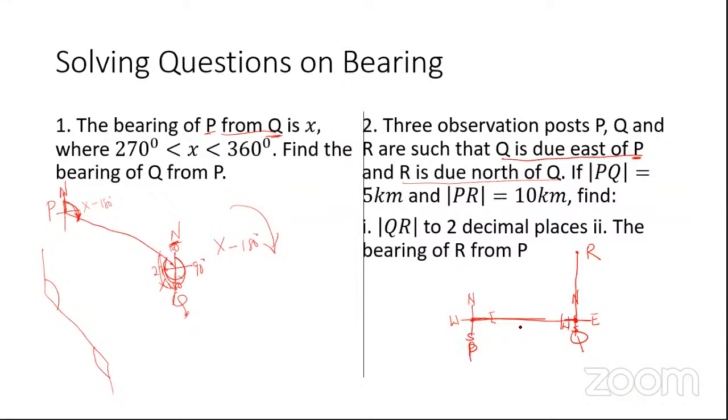This is PQ, 5 kilometers. And PR is 10 kilometers. Where is PR? This is PR, 10 kilometers. So find QR. This is QR. This place.